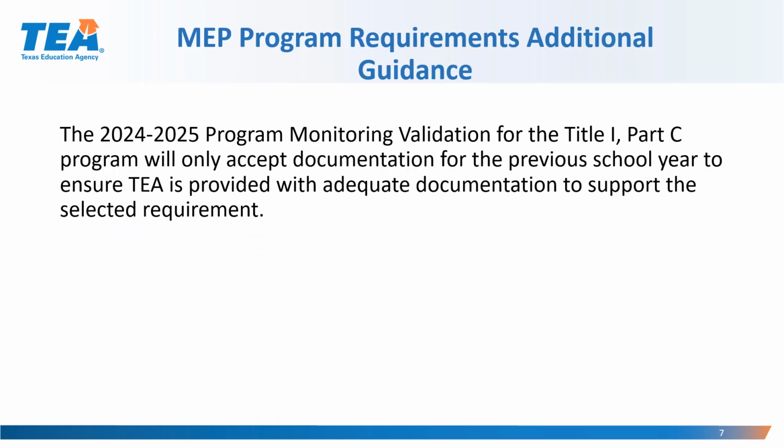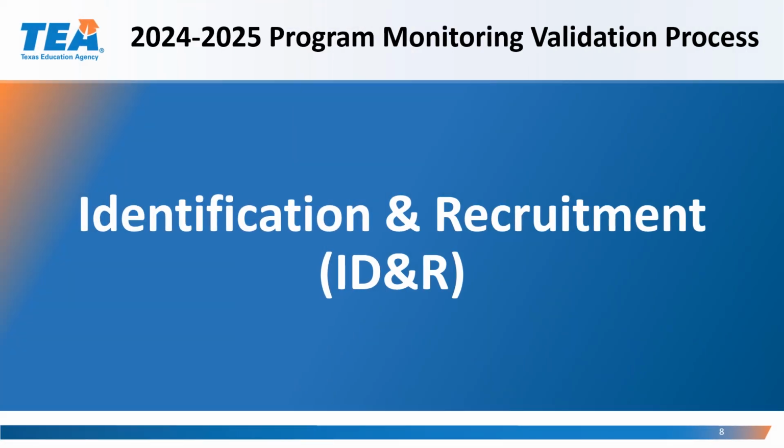We want to provide you with some additional guidance regarding the documentation requested as part of this year's program monitoring validation for the Title I Part C program. We will only be accepting documentation for the previous school year to ensure that TA is provided with adequate documentation to support the selected requirement. This section includes an overview of the identification and recruitment requirements included as part of the program monitoring validation process.